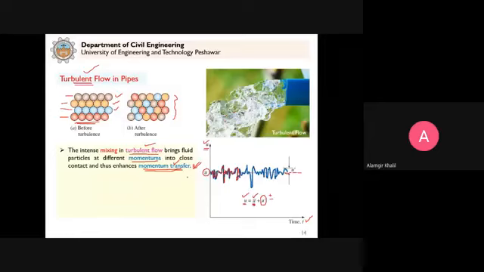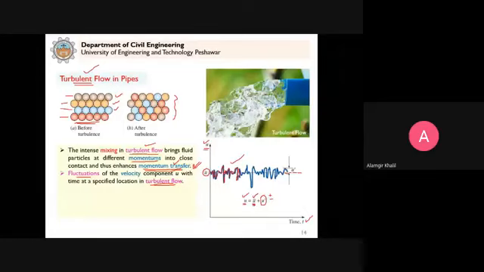Clear? So these are the fluctuations of a velocity component u with time at a specified location in turbulent flow. And these will change as the turbulent conditions continue. You cannot say that this graph will continue like this. It will change. It will depend on the turbulence of the flow.